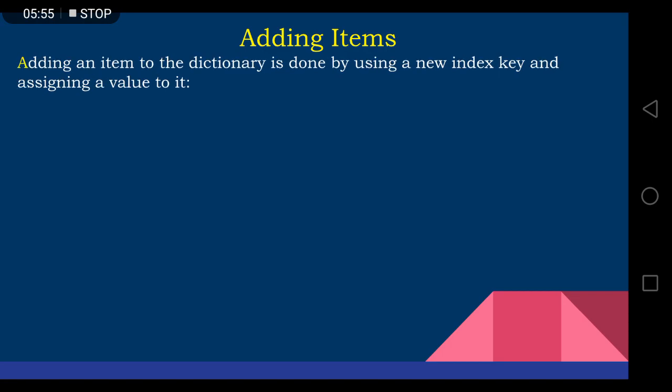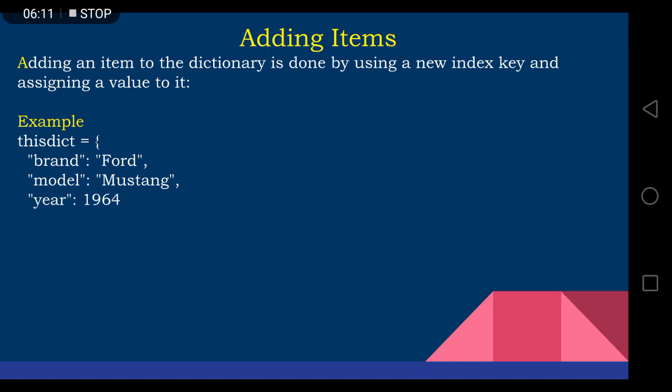Let us see how to add elements to the dictionary. Adding an element to the dictionary is done by using a new index key and assigning a value to it. So let us see with an example how to add the values. Again the same example, thisdict is open brace, brand is equal to Ford, model is equal to Mustang and year is 1964, and we close the curly brackets.